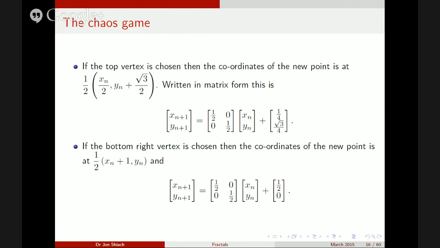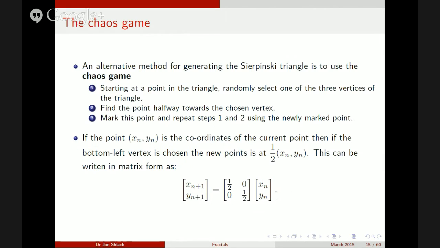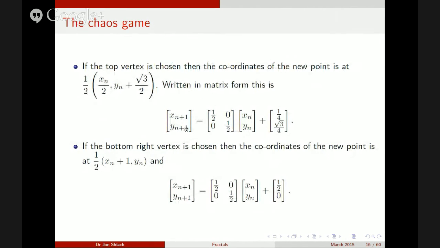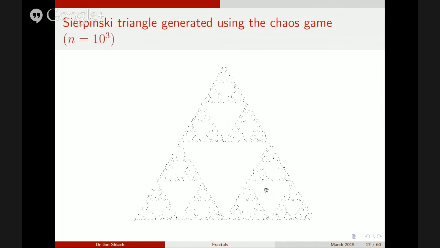If the random number is between 0 and a third, you calculate this. If it's between 1/3 and 2/3, you calculate the second one. Or if it's greater than 2/3, you calculate the third one. Okay, so if you do that 1,000 times, this is what you should get. You'll get something different because obviously we've got a random number, but you can see that we've got a pattern emerging there.